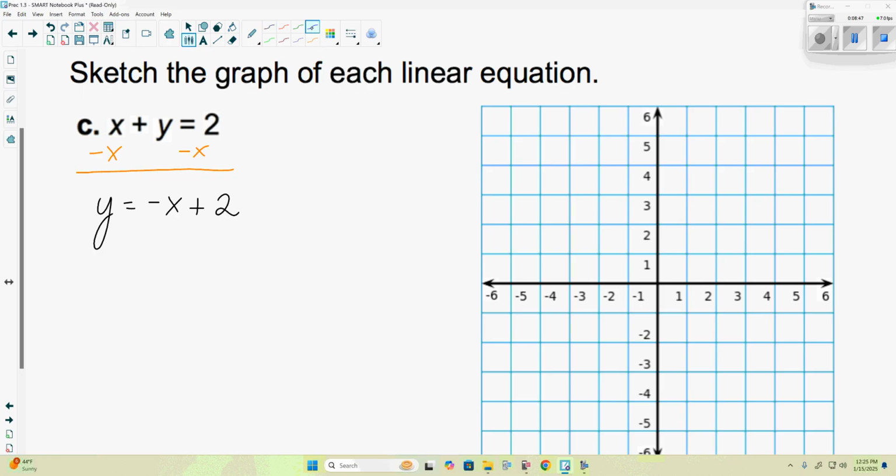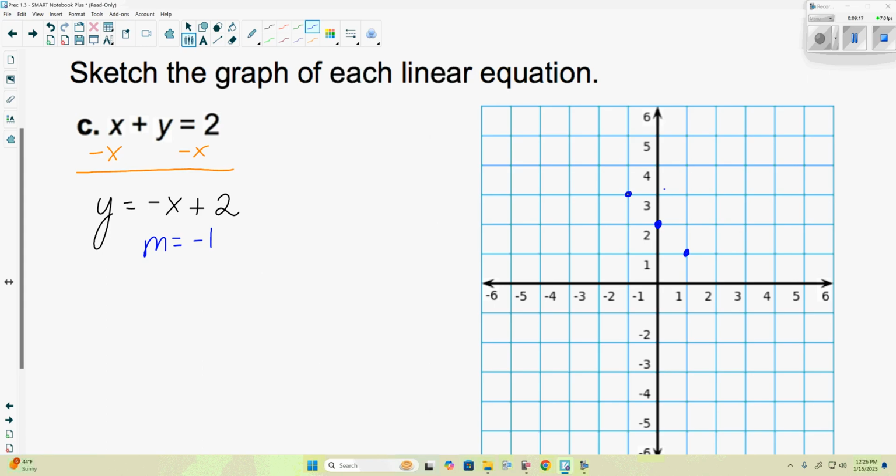And now that we have it in this form, we can see that the y-intercept is still positive 2. And our slope is going to be the number in front of x. The only number in front of x is negative 1. So from here, we're going to go down 1, right 1, or up 1, left 1. Questions on how we found this here?